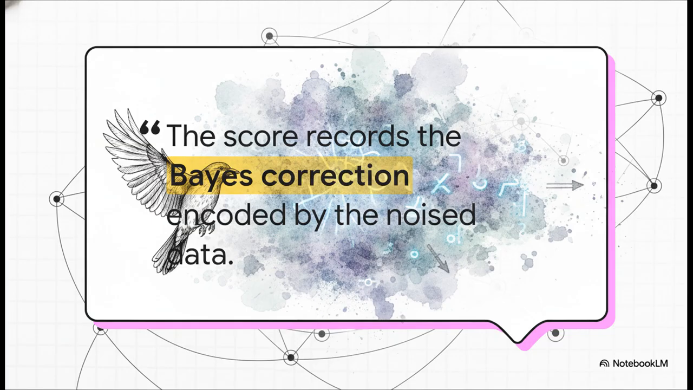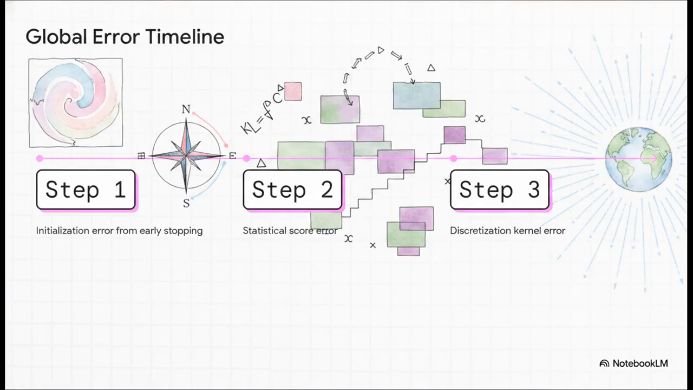And we can actually mathematically guarantee the limits of this process by tracking a global error timeline. First, you've got initialization error, from stopping our forward noising slightly early. Then the statistical score error, which accounts for tiny imperfections in our learned compass. And finally, the discretization kernel error, from taking those jagged discrete steps. By using KL telescoping, which is a way of mathematically stacking and measuring these errors step by step, we can accumulate and firmly bound every single miscalculation along the entire path. It proves exactly how close our generated data is to reality.